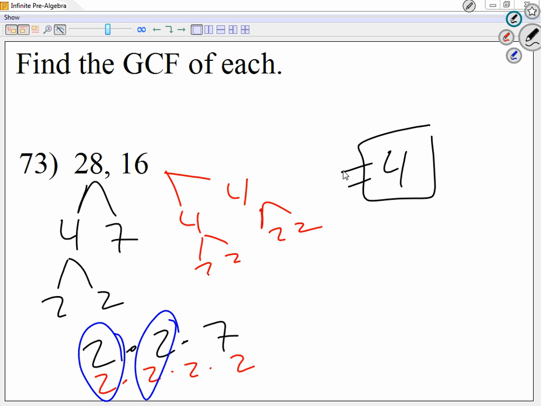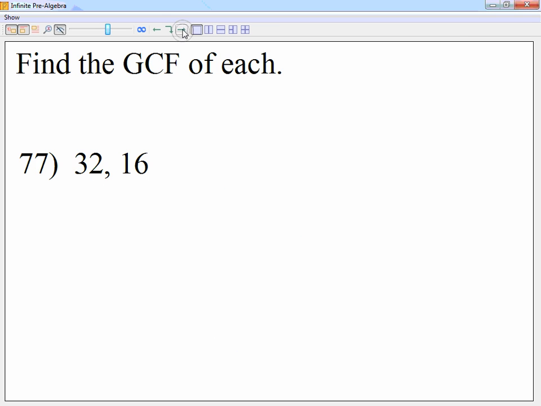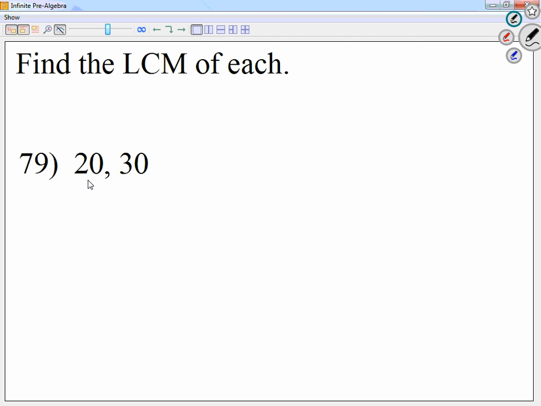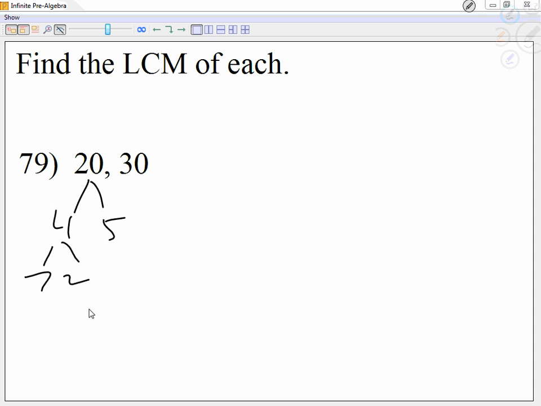Alright, so this takes us up until 78. Any questions up until 78? Now, least common multiple, 79. This is a little harder, right? We're going to start it the same way. 20, I'm going to break that as 4 times 5, and my 4, I'm going to break as 2 times 2. So I'm going to write it up here: 2 times 2 times 5. That's 20. So I'm starting it the same way.